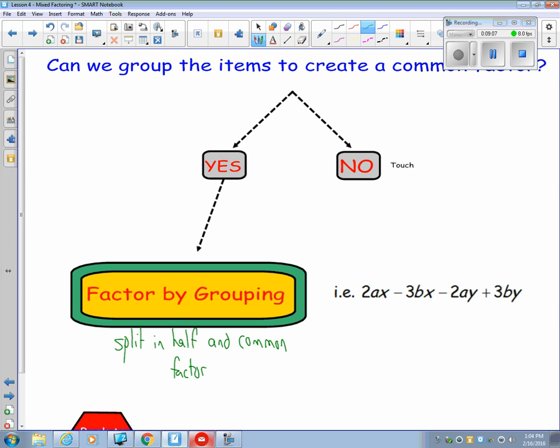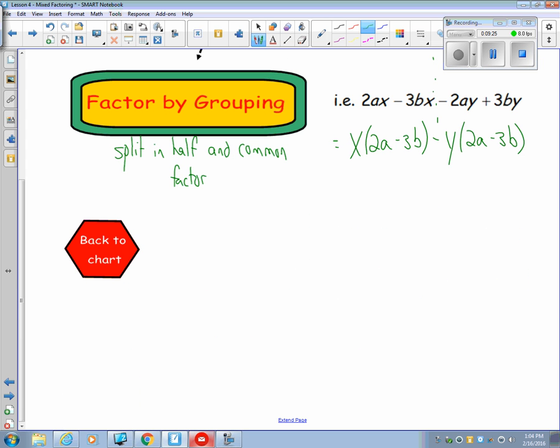So if I look at this one here, cut it in half, I can take an x out of both of those things. 2a minus 3b. The second one, my sign comes down, I can take a y out of both of those, and I get 2a minus 3b. Hey, look! I end up with a common factor. So what do I do? Split in half, common factor? Common factor again, right? Sort of like we're doing a complex trinomial. Okay, take out the expression that's the same. So they both have a 2a minus 3b in them, and with x minus y.